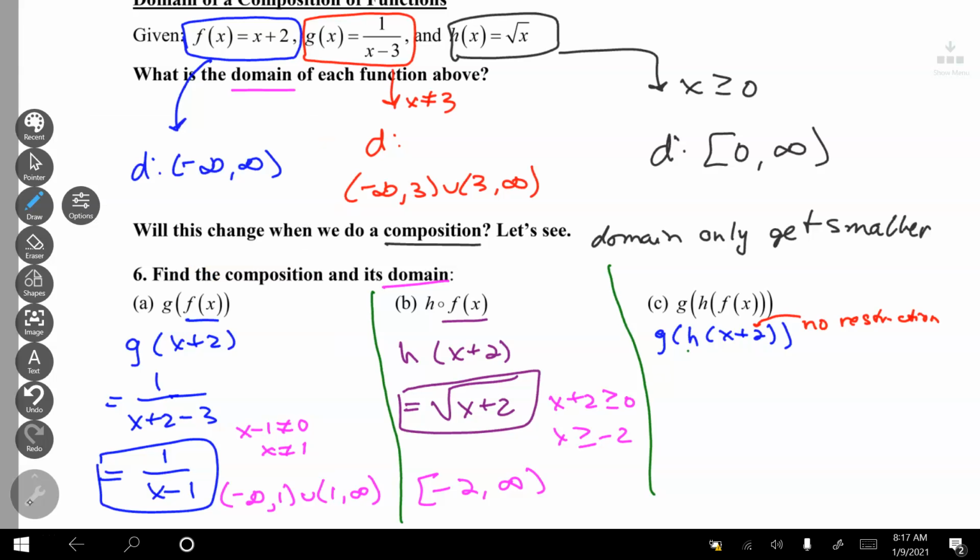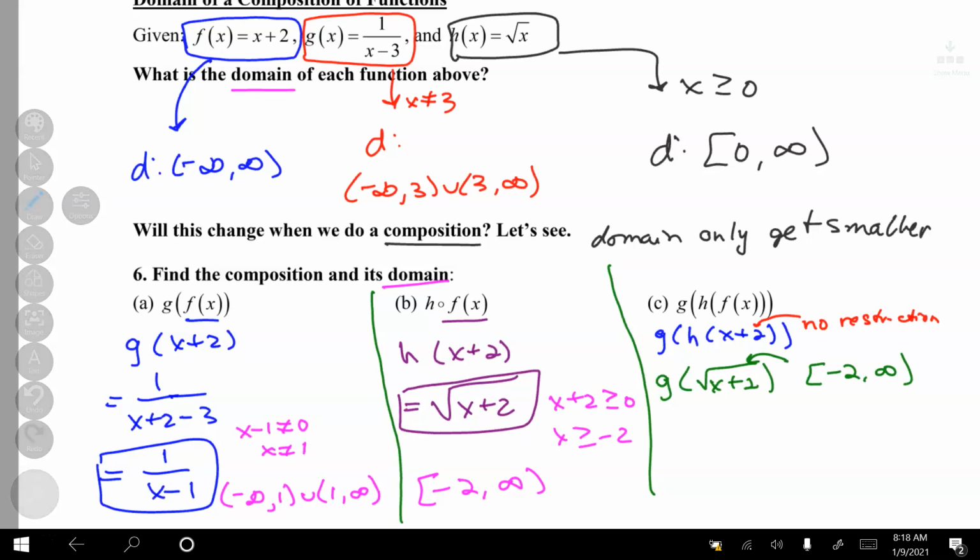But then I'm going to plug this into the h function. I have g of the square root of x plus 2. And we just did that earlier in the previous problem, part B, and we saw right now our domain restriction is negative 2 to infinity. And that restriction can't go away later because I do other things. I've already established after 2 steps that my domain is restricted to negative 2 to infinity.